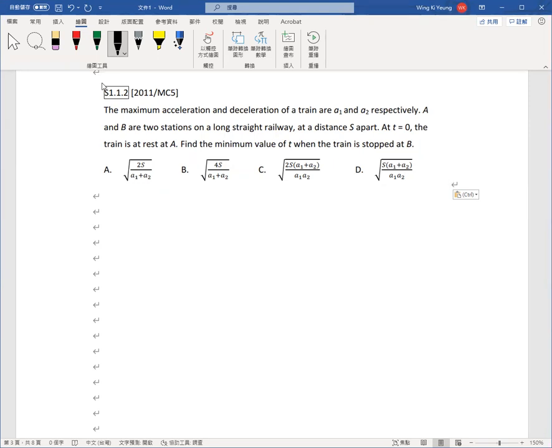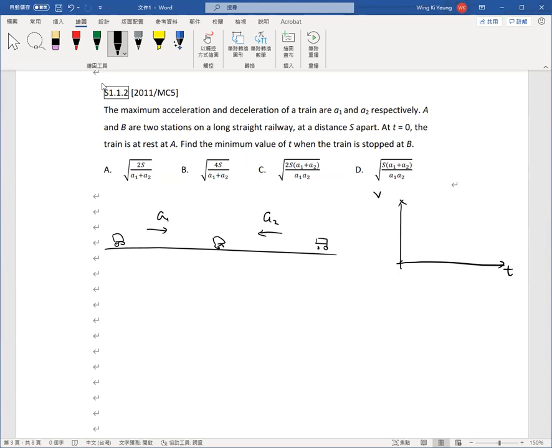If I draw the scenario, if you draw the diagram, it looks something like this. The train keeps on accelerating. And then because it wants to be stopped when it is at point B, it needs to decelerate here. And if I draw the velocity-time graph, the graph will look like this. First of all, it accelerates and then decelerates. And then we are going to find this time.